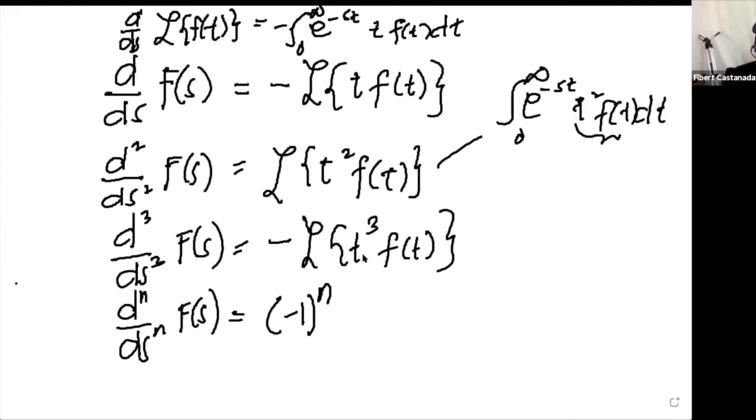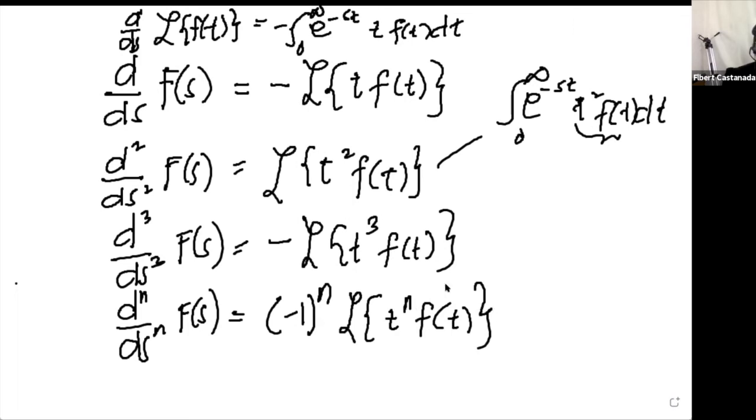Okay, if n is 1, so it's odd, right? We have a factor negative 1. Okay, if n is 2, positive. Negative 1 raised to 2 is positive 1. If n is 3, so negative 1 raised to 3 is still negative. So we have this. It's just right to put negative 1 raised to n in this equation times the Laplace of t raised to n times f of t.